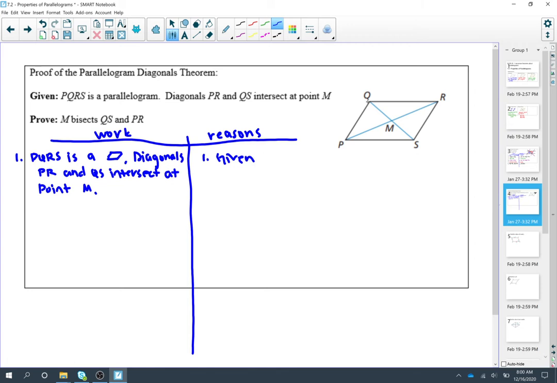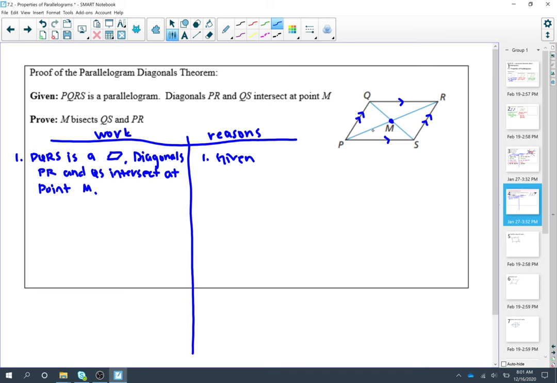So we know that PQRS is a parallelogram. Because of that, I do know, just by the definition of a parallelogram, that we're talking about parallel lines here. We also know that the diagonals are going to intersect here at M. But what we're trying to prove is that M bisects QS, meaning that this guy is equal to this guy, and PR is bisected right here.